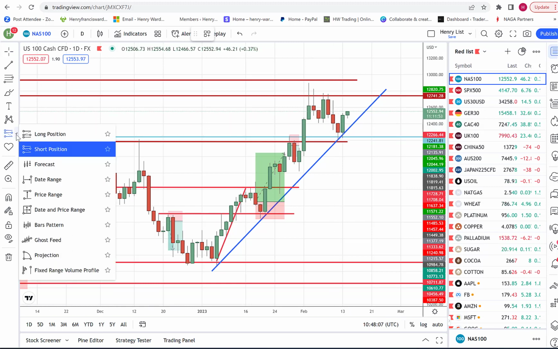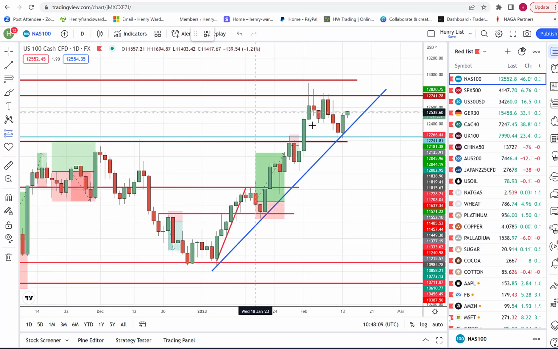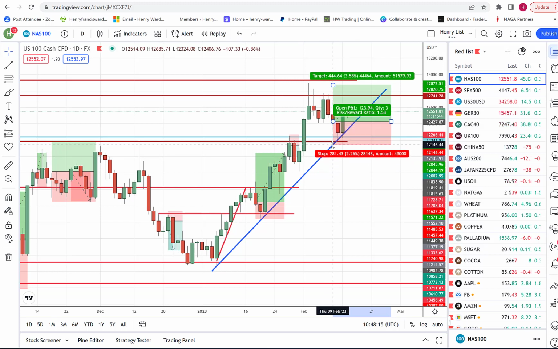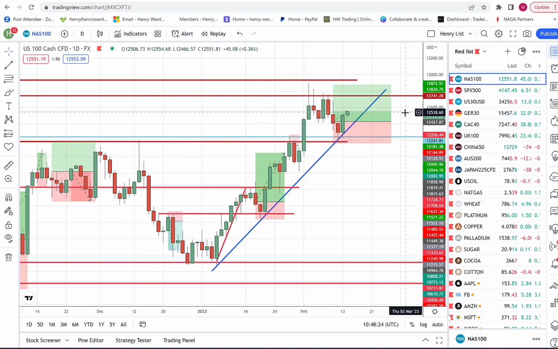Now, again, is this a high probability trade? Well, it looks like a higher probability trade than the short that we had on. And that's the entry, that's a stop loss. And at the present moment, you're slightly up on this particular trade.